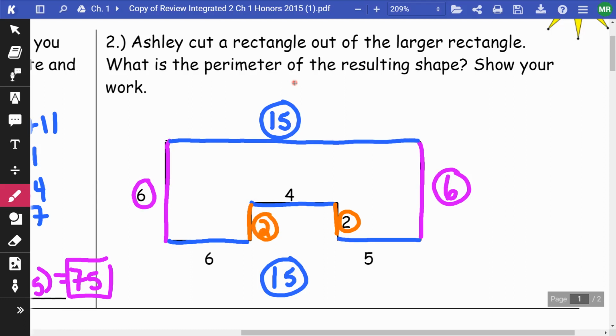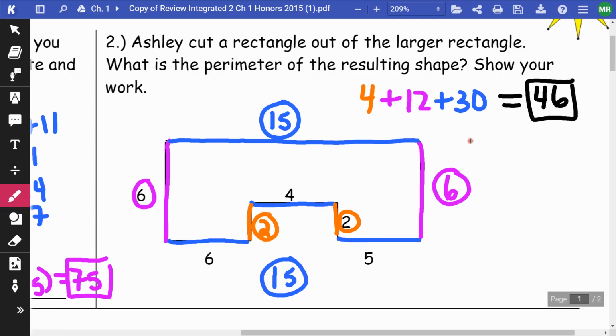So we're going to add all these up. So I'm basically going to have 2 plus 2, which is 4, 6 plus 6, which is 12, 15 plus 15, which is 30. And when I add up all of that, I am going to get 16 plus 30, which is 46 as my answer.